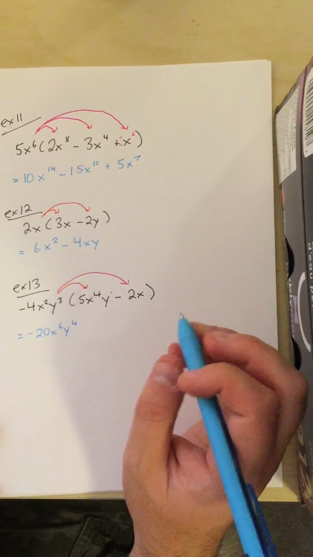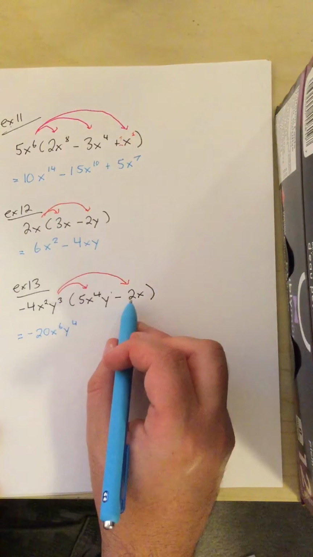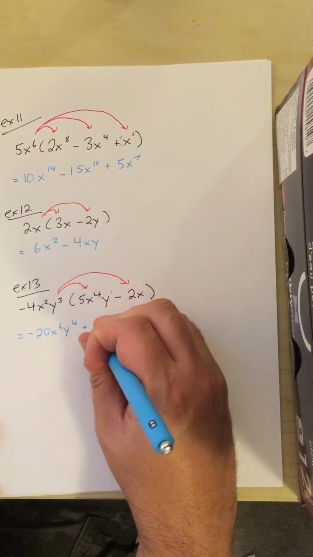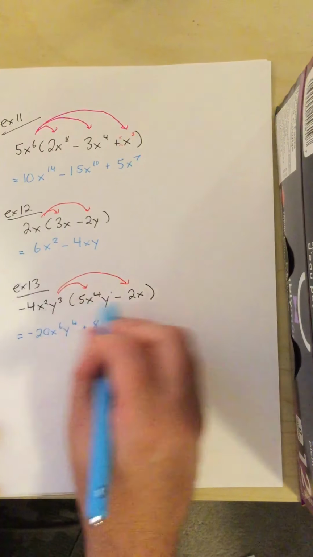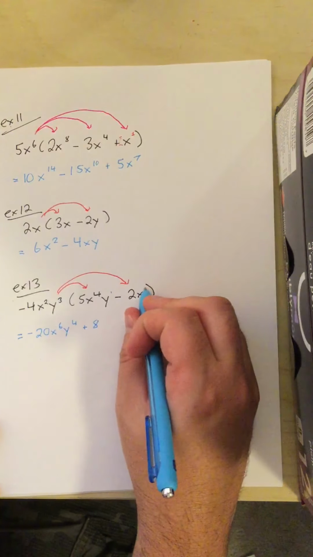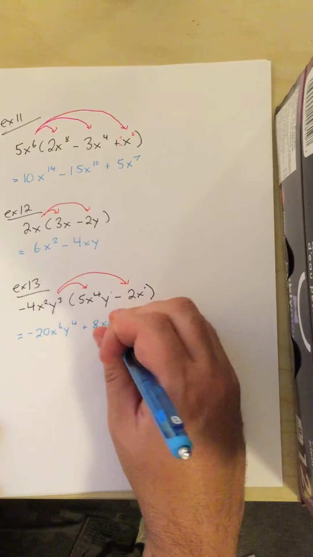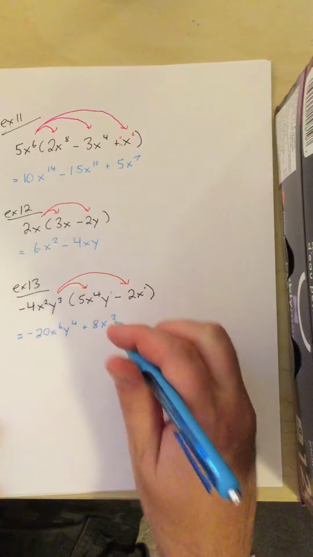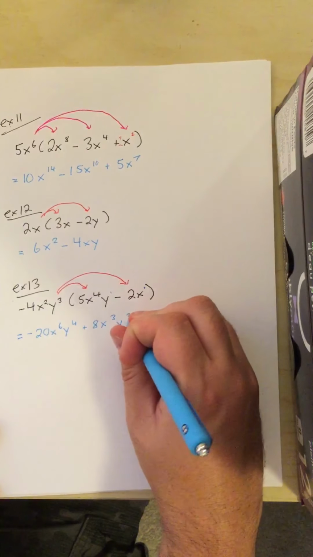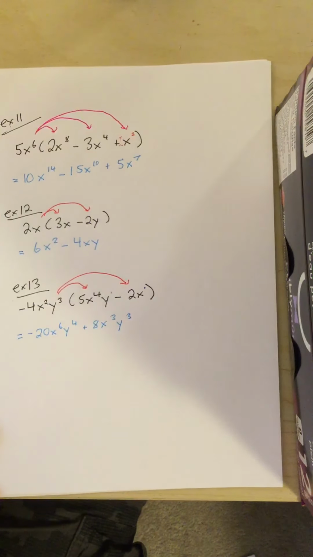Okay, we've done the first one. Now the next one, negative 4 times negative 2 is positive 8. X squared times x, invisible 1 over there. So 2 and 1 is x to the 3. Y cubed, and there's no y over there, so that's as much as we could get. And that's the answer to that one.